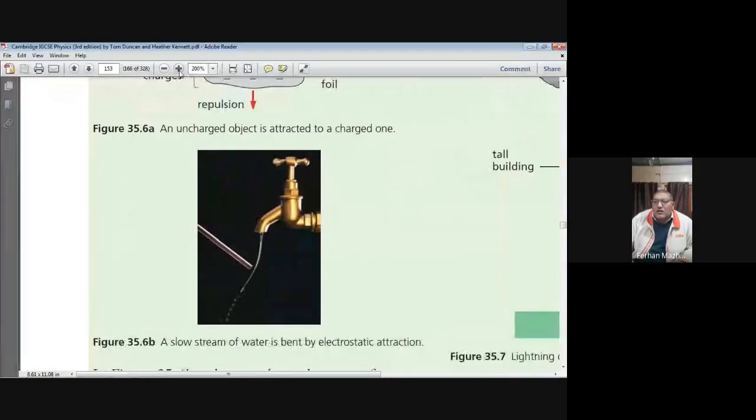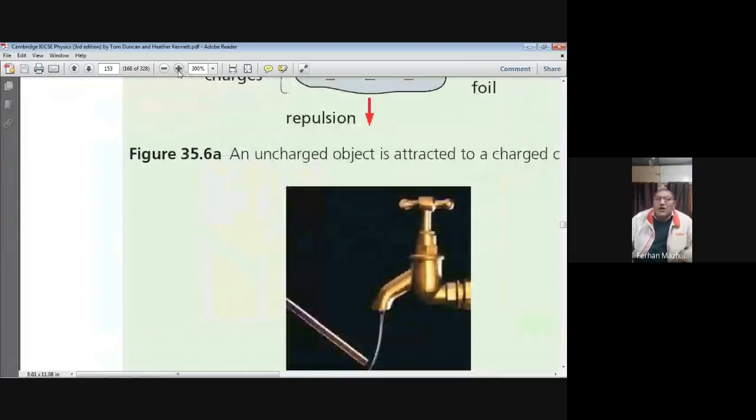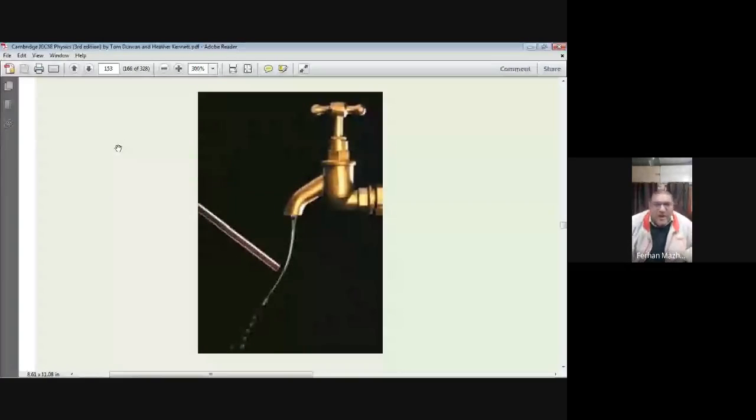Okay, on your screen right now, you can see a tap, and the tap is open, and a stream of water is flowing. And obviously, due to gravity, we know that the stream of water will fall vertically downward. The stream of water will be falling down straight.